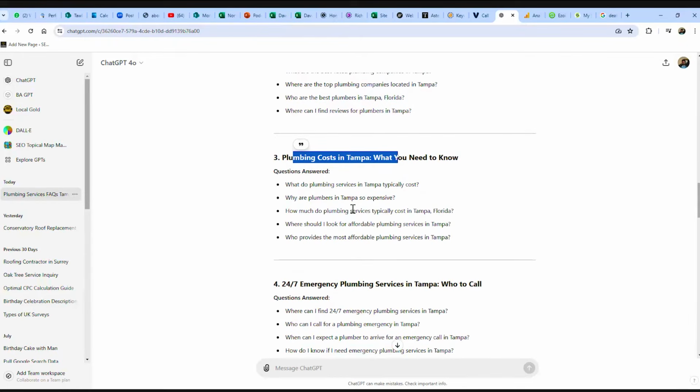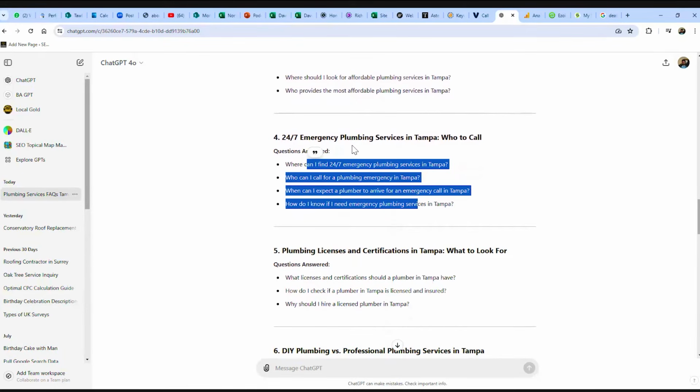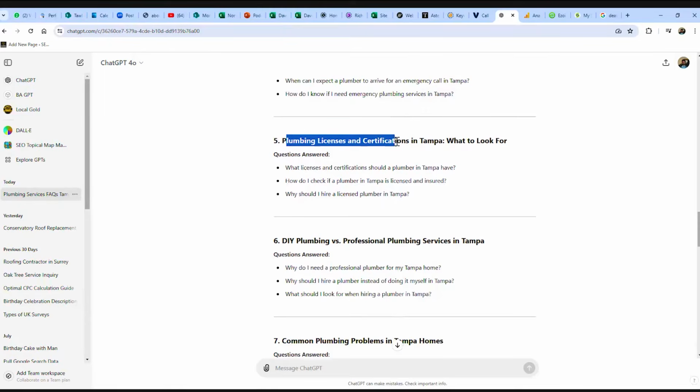It probably does, but anything you can do to talk about cost is always going to be great for your conversion. Yep. Emergency plumbing services. To be honest, this is probably covered on a service page specifically, so you wouldn't necessarily have a blog post about this. Yep, licensing and certifications, 100%. That's quite specific as well.